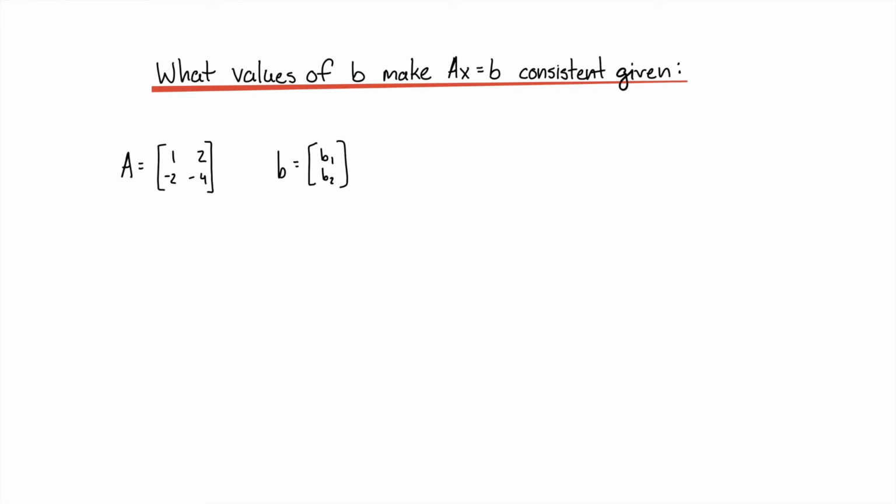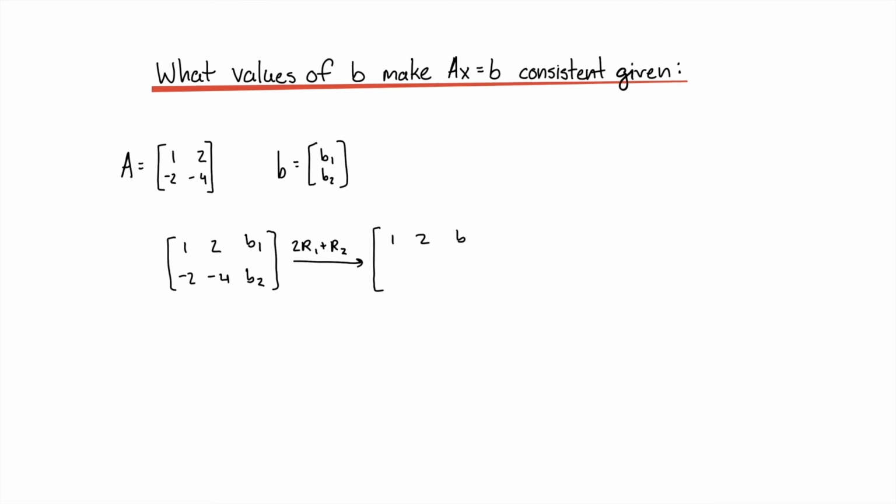For our next problem, the values of A and b are given on screen, and now we're going to turn that into augmented matrix form. Now we're going to row reduce this, and we're going to multiply the first row by 2 and add it to the second row.